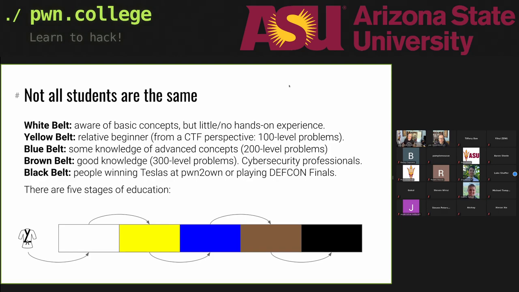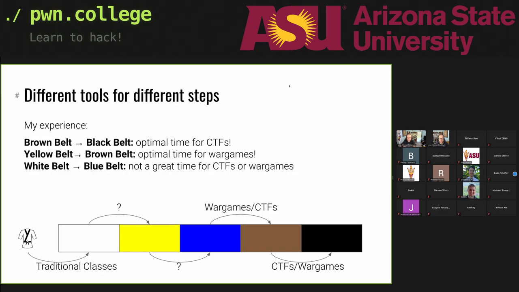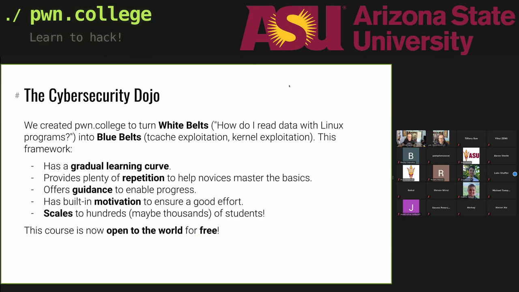And so we split this into five stages of education. We realized that at different stages, there's different ways to optimally guide people, right? So, traditional computer science classes get you to the white belt level. Then from the yellow belt level onwards, you can start playing CTFs without being too frustrated, and war games without being too frustrated. But beforehand, there wasn't a good resource, and boom, that's what we did.